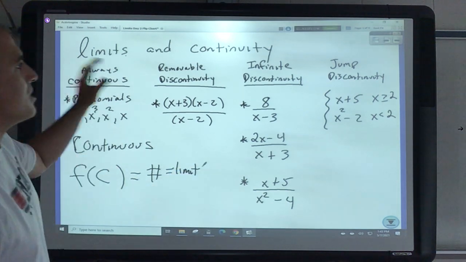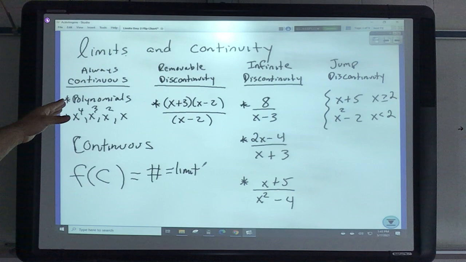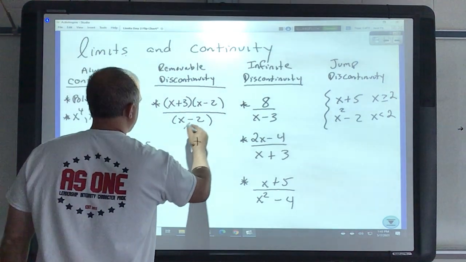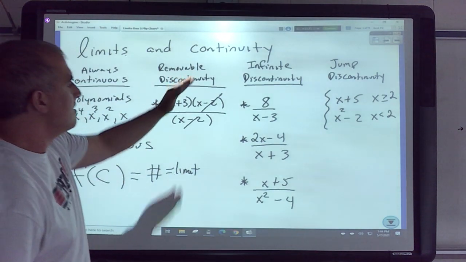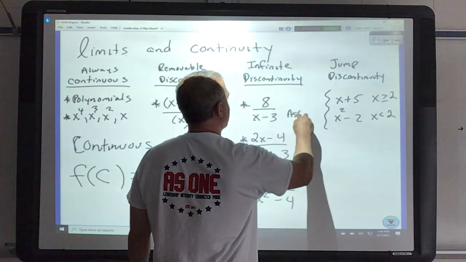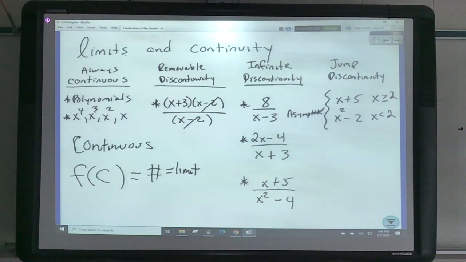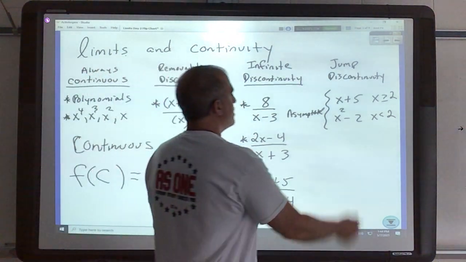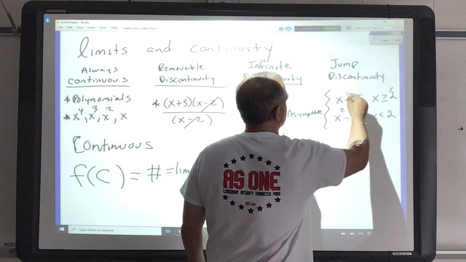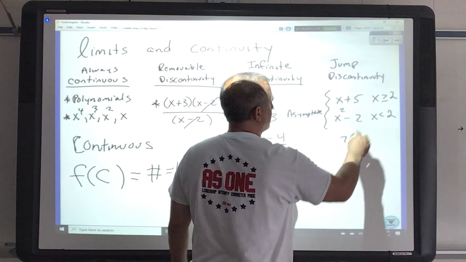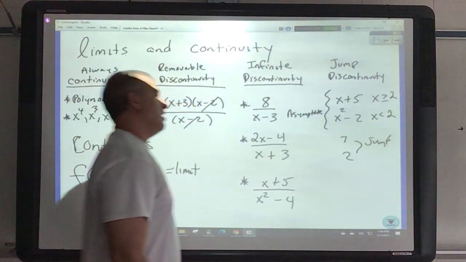All right, there are 3 types of discontinuity. You have removable discontinuity, that's where we can eliminate these things. You have infinite discontinuity, that's when you have an asymptote. Now some examples of those. Then you have a jump discontinuity, okay? Jump discontinuity is when I substitute for a number at this point. That first one would be 7, that second one would be 2. So this is off, so that's a jump, okay? All right, so there's discontinuity.